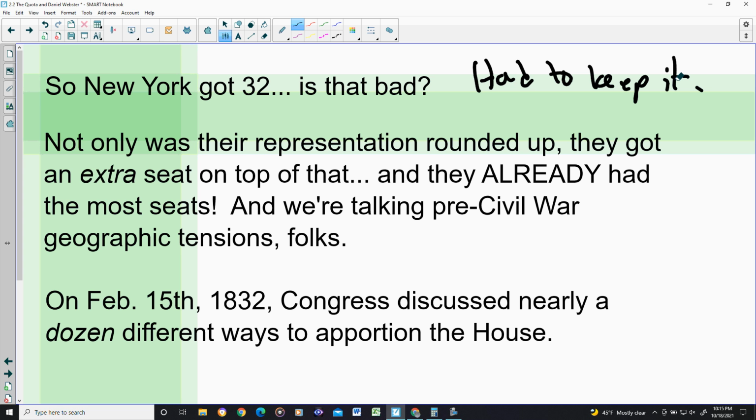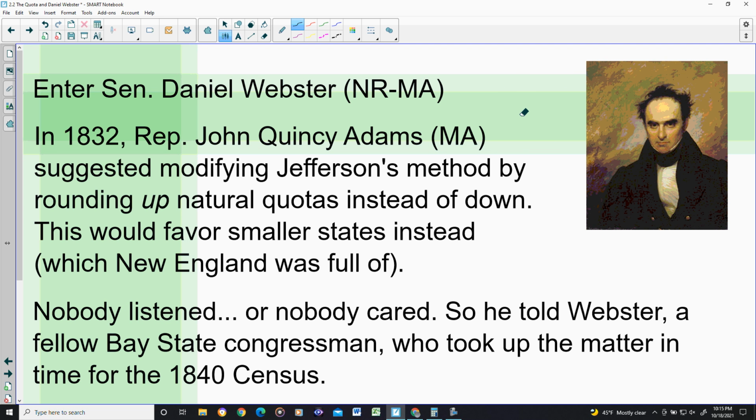So like I said, in the 1830s, this happened again after the 1830 census. And Congress realized that this was just going to keep happening. So they discussed nearly a dozen different ways to apportion the House, and they could get nothing to stick. It was, again, a deadlocked issue. Now, in 1832, this guy, his name is Daniel Webster, he's a senator from Massachusetts. There's a lot of stuff in New England that bears his name now.